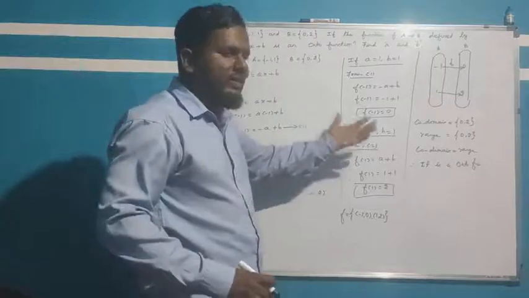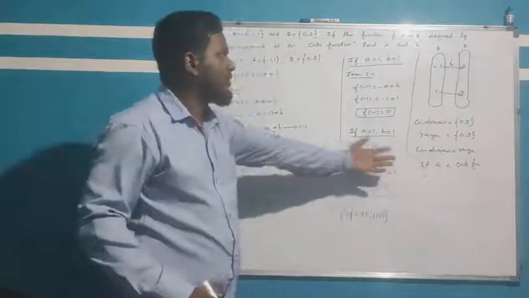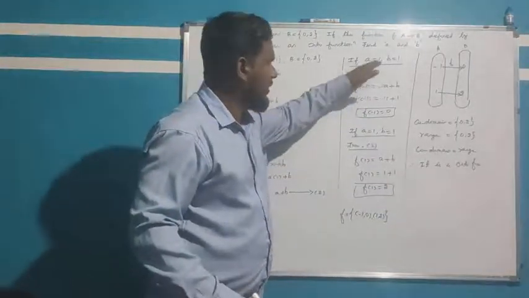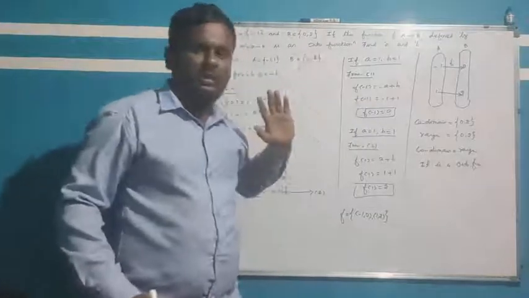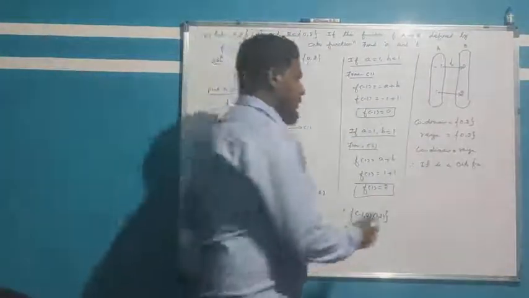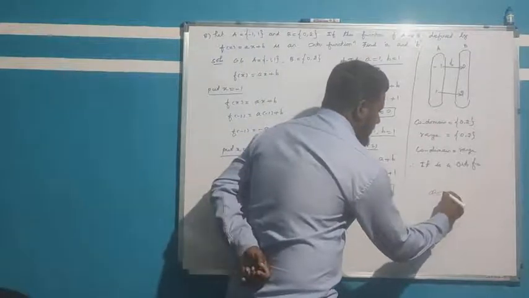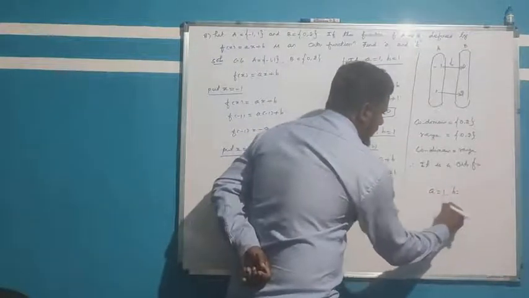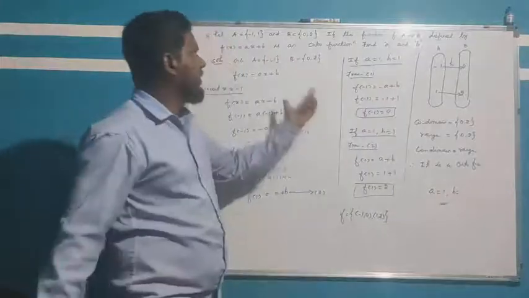With a = 1 and b = 1, this is an onto function. Taking only these values, the function will be onto. Therefore the a value is 1 and the b value also 1. In this way we can find.